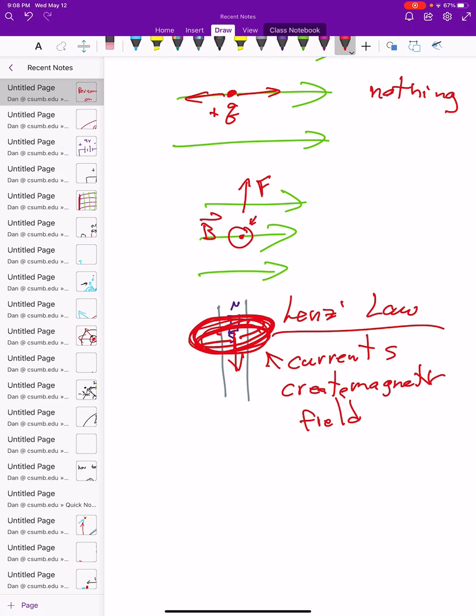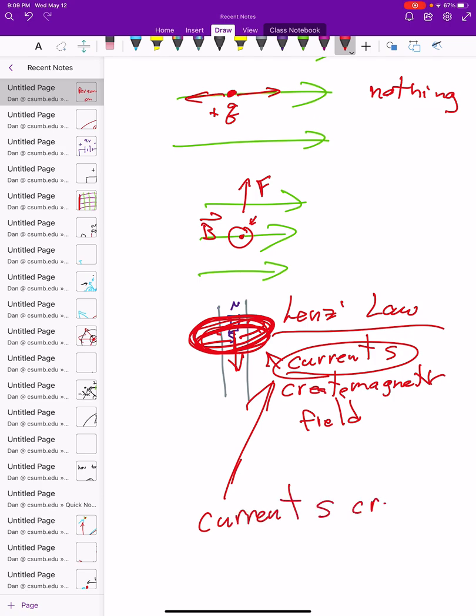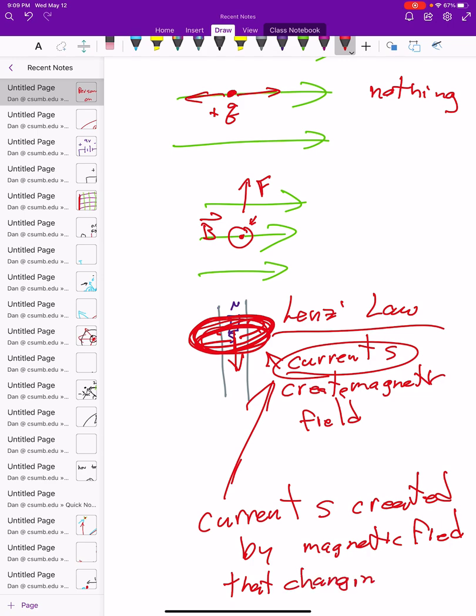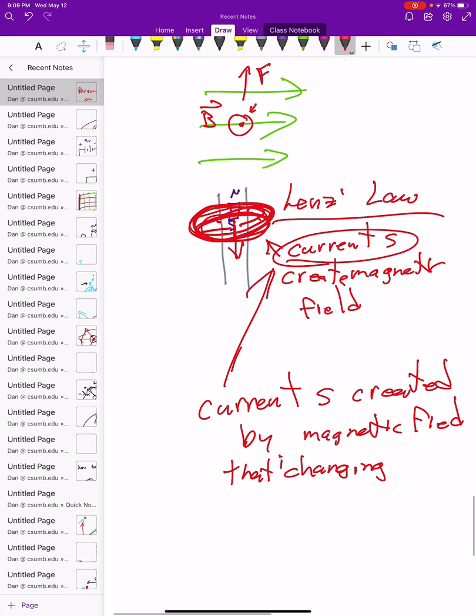But one of the key things about Lenz's law is it basically says that currents are generated by a changing magnetic field. So it basically says currents are created by a changing magnetic field, and they create a magnetic field, but the currents themselves were created by another magnetic field. And those currents are trying to oppose the changing magnetic field. I should say they're created by an original changing magnetic field, like a falling magnet. If the magnet were just sitting there, this wouldn't happen. So you have to have a magnetic field that's changing.